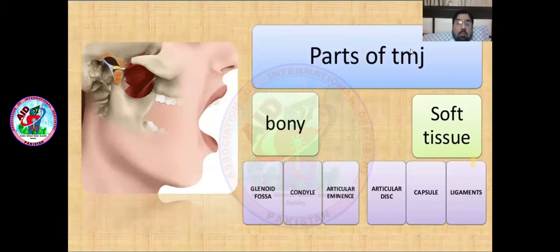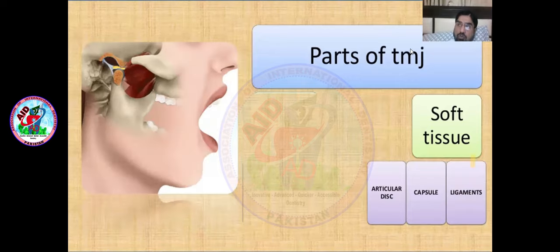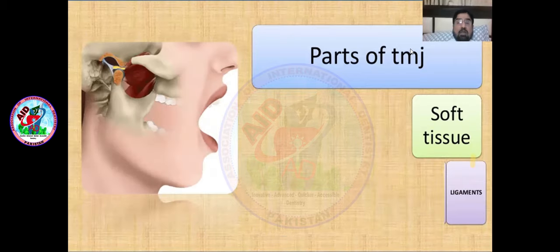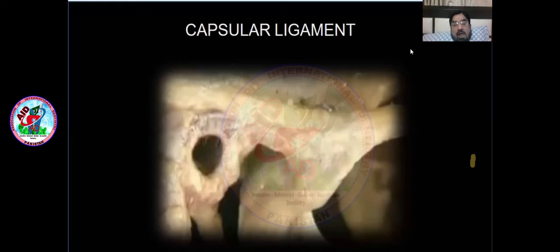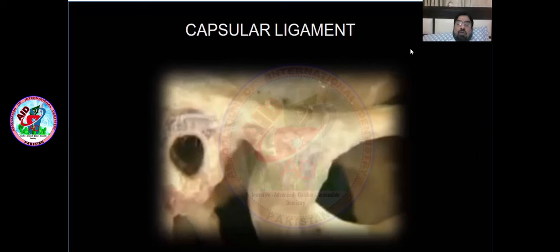Now we have covered the bony area. Now we are coming to the soft tissue. In soft tissue, we have three components: articular disc, capsule, and ligament. These are the three soft tissue portions of the joint. When we are talking of the ligaments, you see this is the posterior ligament, which is a portion of the capsule, and anteriorly, that is the whole capsular ligament. It surrounds the joint superiorly as well as inferiorly, and covers the whole region of the condyle. It is attached to the neck of the condyle, and then goes medially, laterally, anteriorly and superiorly like a balloon. It covers the whole area of the temporomandibular joint, and that is the capsular ligament.